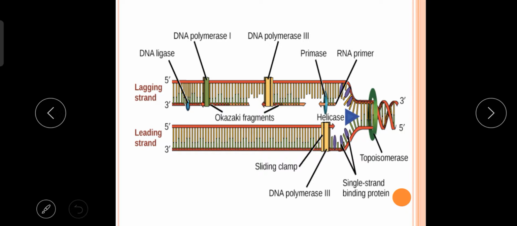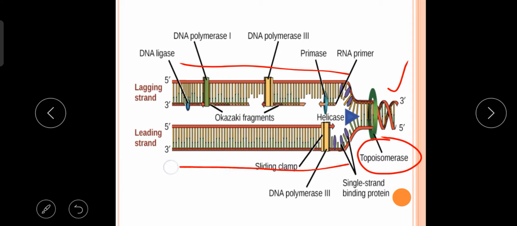This is the complete diagrammatic representation of the mechanism of DNA replication. You can see here the double stranded DNA. This one, the green ring, is the topoisomerase, which relieves the tension or supercoiling above the replication fork. This whole part is called the replication fork, which is a Y-shaped structure.